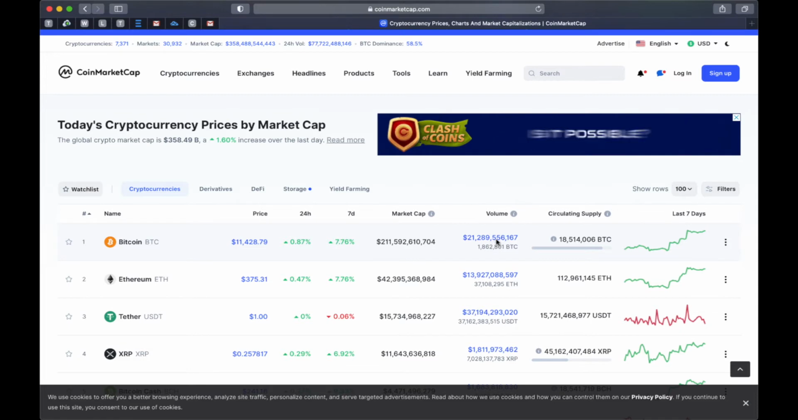The bigger the volume, the bigger the activities in the market, right? So the higher the volume, the higher the buying and selling in the market. So when you see a particular coin that has high volume, it means people are actually buying and selling that particular coin at that moment.